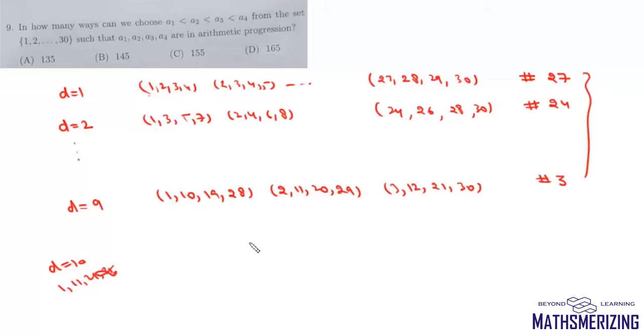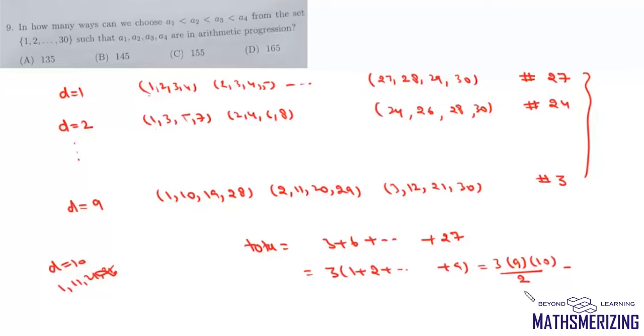So the total number of ways will be simply 3 plus 6 up to 27. Now this is 3 times (1 plus 2 up to 9), so it will be n(n plus 1) divided by 2. So this is 270 divided by 2, and it will be simply 135. And that's your option A.